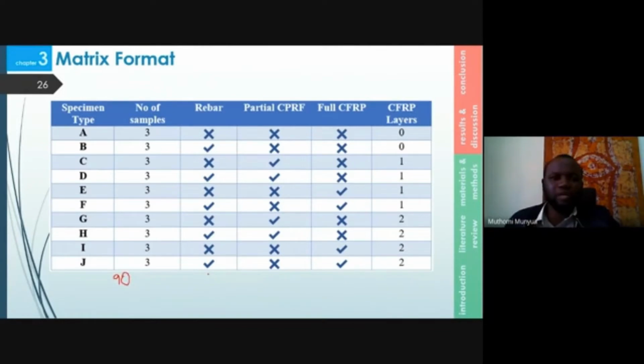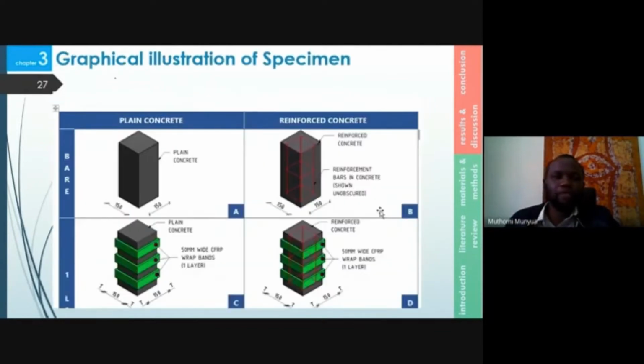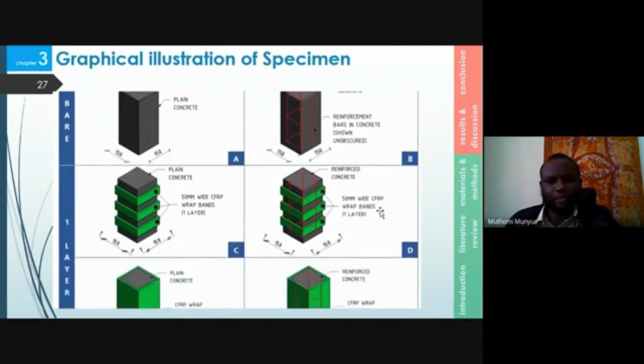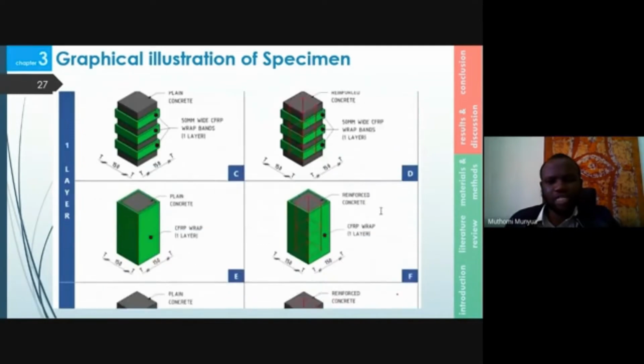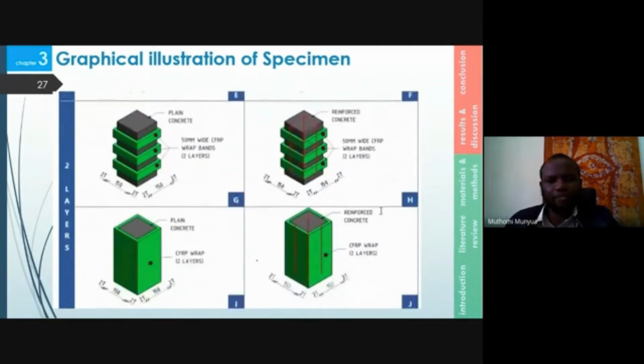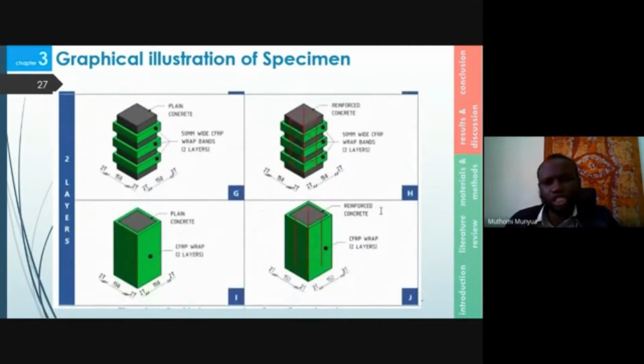In the write-up, this is represented in the matrix format shown, and the study came up with a total of 90 column specimen samples. Sorry, this is the graphical representation where A and B are the reference specimen without CFRP, and specimen C to F are the specimen with 1 layer, and specimen G to J are the specimen with 2 layers in partial and full confinement.